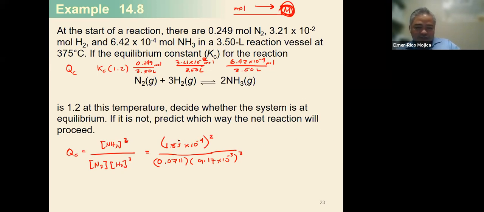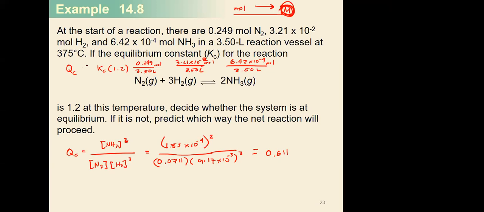Okay? So these values that we have here, we get from those values when we divided the given moles by 3.5 liters. And what's the QC value that we get? So you get 0.611. Now, what can you say about that value? What would be the relationship of QC with KC? Less than, more than, or equal to? Okay, it is less than.